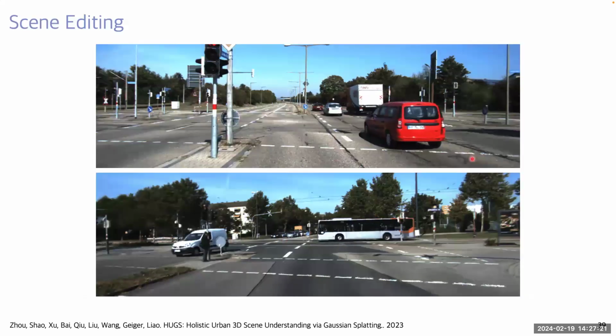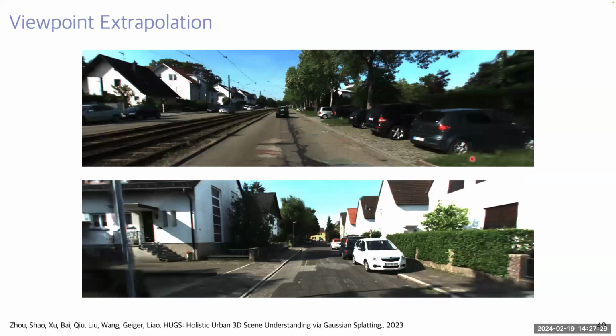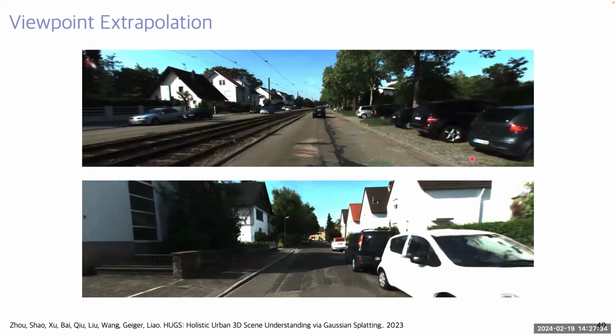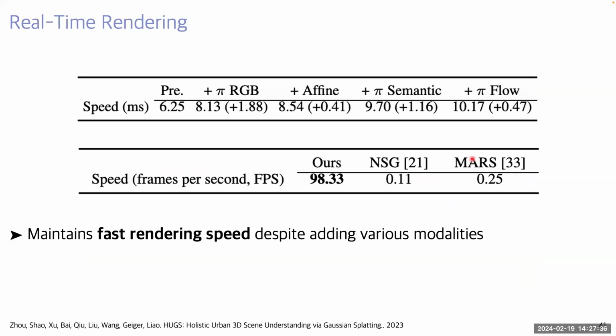And this is the scene editing we have, because we disentangle the dynamic objects from the static ones, so we can enable scene editing as well as viewpoint extrapolation. And of course, we inherit the advantage of Gaussian splatting that we can do real-time rendering. The thing to notice is that despite having incorporated many components like rendering flow, depth, or semantics, it does not slow down the rendering speed. So we can still render at about 100 FPS.